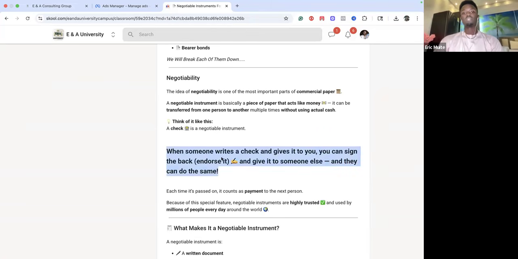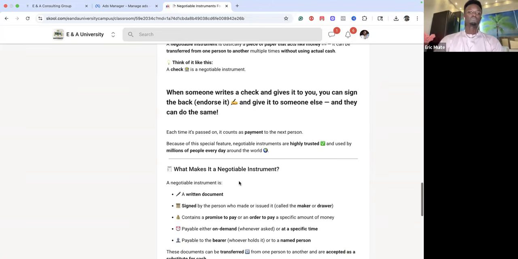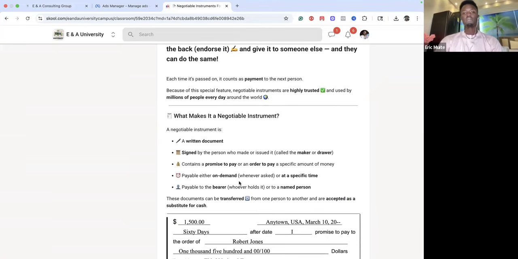The example here is that someone writes a check and gives it to you, which is Sam's Club. You sign the back. Remember, you flip it and put your name and your signature on the back, and then you give it to the bank, and then they can do the same. That's what this means. And that's the best example I can give you for that scenario.